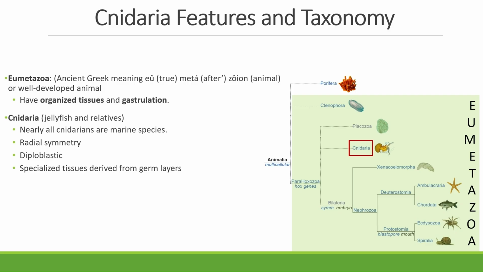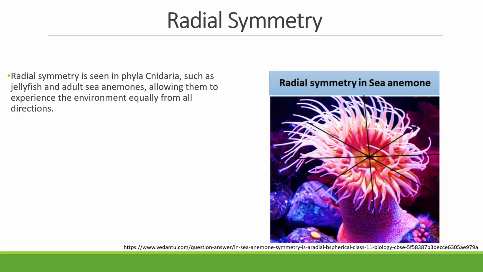Nearly all cnidarians, over 90% of species, live in marine environments. They possess radial symmetry, which allows them to sense and respond to the world equally from any direction. They are diploblastic, meaning they develop only two germ layers, and those layers give rise to specialized tissues. This combination of true layers and radial symmetry marks the first time in animal evolution that we see a body plan capable of coordinated movement and more sophisticated prey capture.